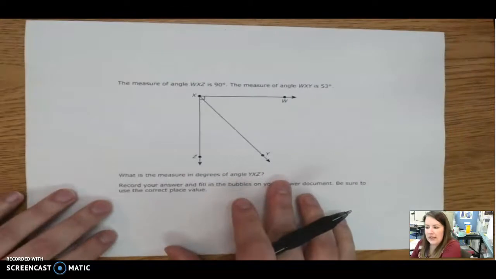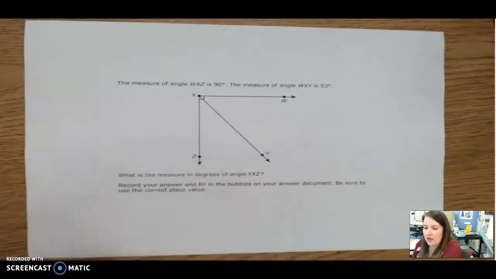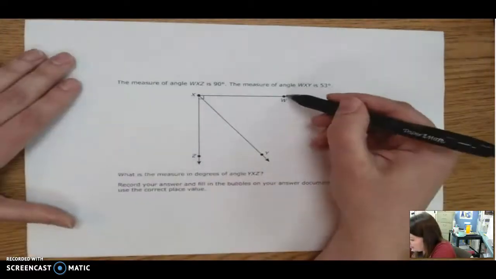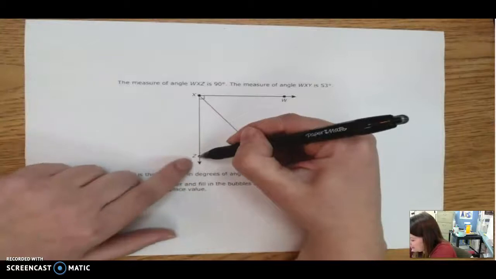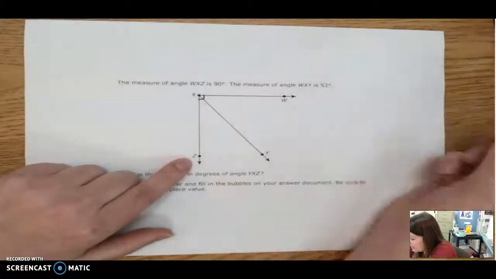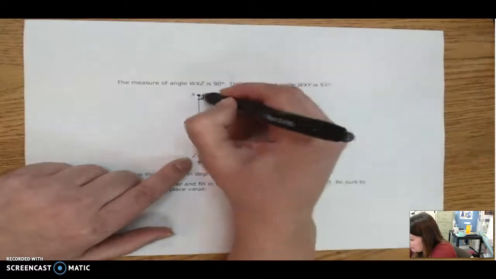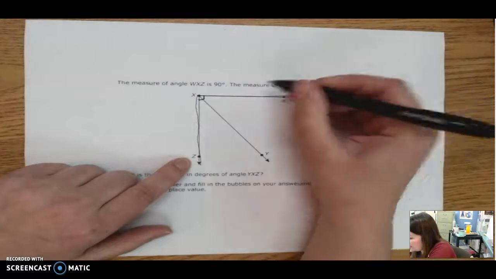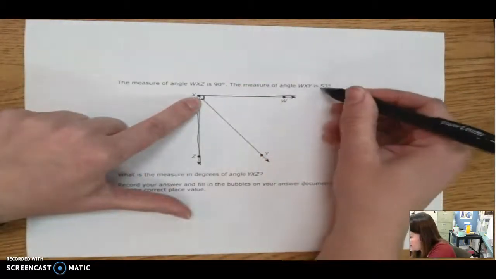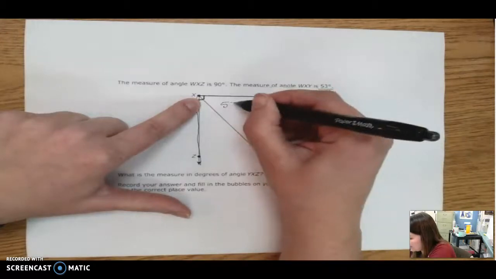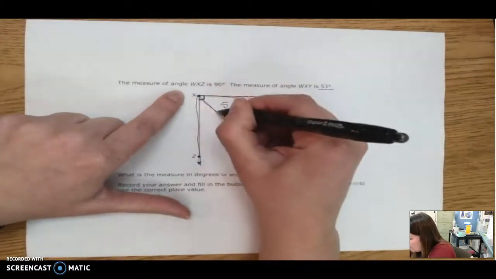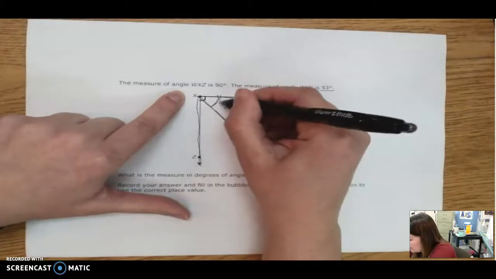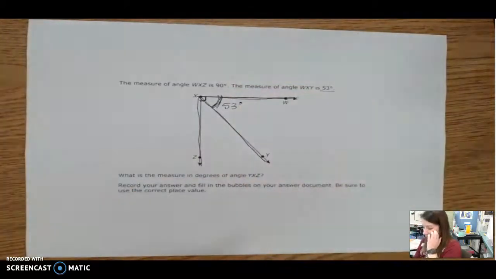The third type of problem you'll see will look like this. This is what we've been practicing yesterday and Friday. So let's take a look at this. It says the measure of WXZ is 90, right? That means it's a right angle. So this whole thing right here is 90 degrees. The measure of WXY is 53. I'm going to write that in right here then. WXY, so that's this area right here, is 53 degrees.